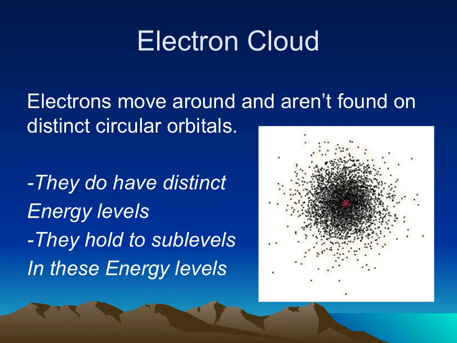So we need to get into the diagram we're going to use for electron configuration, but we need to remember that these electrons don't move around in a circular orbit like we were thinking with the Bohr model, but they do have distinct energy levels in between them, and each level holds certain sublevels and orbitals in those.